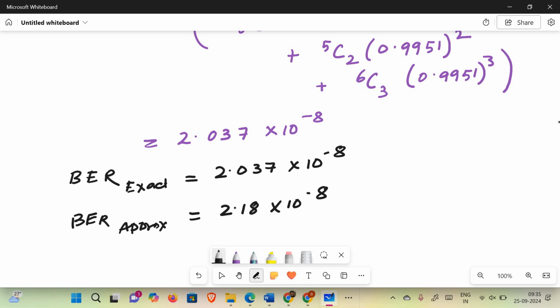What happened? Error? Any? 6. You are getting two values. Which one? Exact. What you are getting? 2.16. So let it be. I have to recheck then. They are getting some value 2.16 into 10 to the power minus 8.